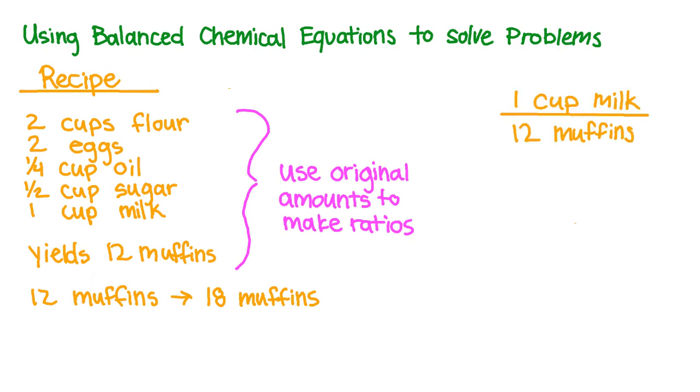For instance, from the original recipe, we can see that we need 1 cup of milk to make 12 muffins. So the ratio of cups of milk to number of muffins is 1 to 12. Then, to find the amount of milk that we need to make 18 muffins, we just multiply this ratio by the number of muffins that we want to make, which would give us 1.5 cups of milk.